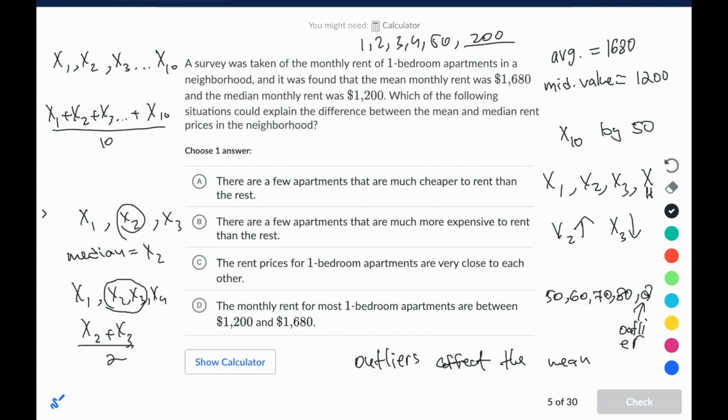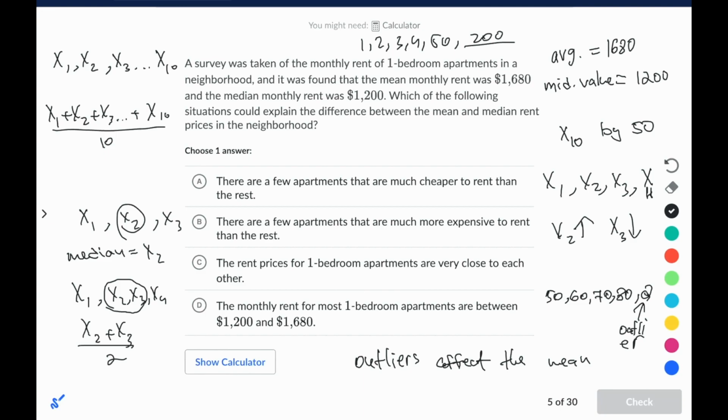Let's check C. The rent prices for one-bedroom apartments are very close to each other. Well, this just looks at the standard deviation, and it doesn't actually tell us anything about the mean and the median. The monthly rent for most one-bedroom apartments are between 1,200 and 1,680.